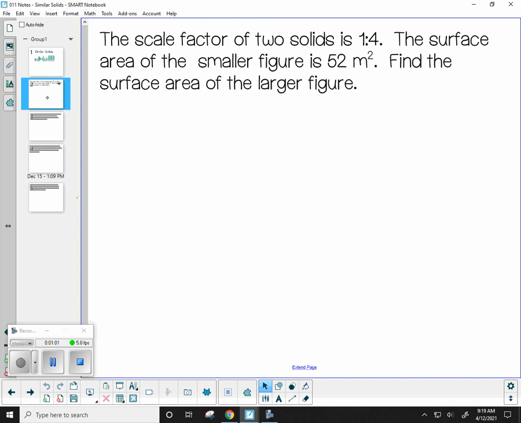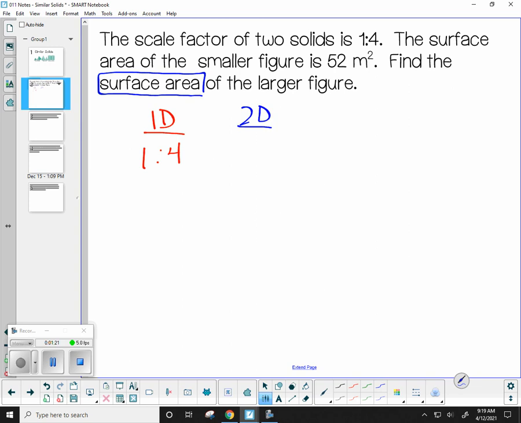Okay, so right now, I have a one-dimensional measurement of 1 to 4, right? I want to find the surface area of the larger figure. Surface area is in what dimension? That's in the two-dimensional realm, right? So I need a two-dimensional ratio. So if my scale factor is 1 to 4, that's one-dimensional. What's my two-dimensional ratio? 1 to 16. Good. This is the ratio I need to use in order to solve for my surface area.